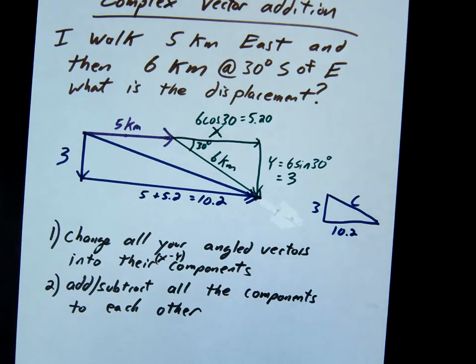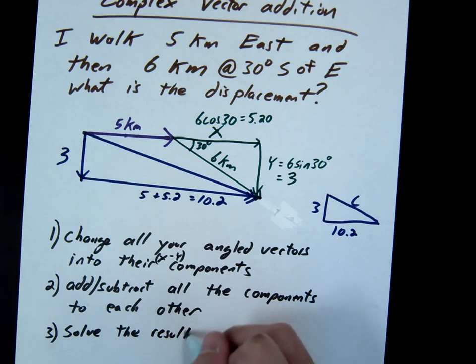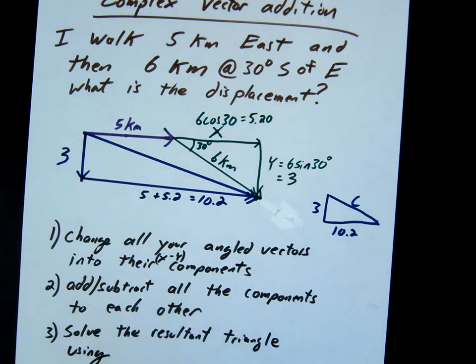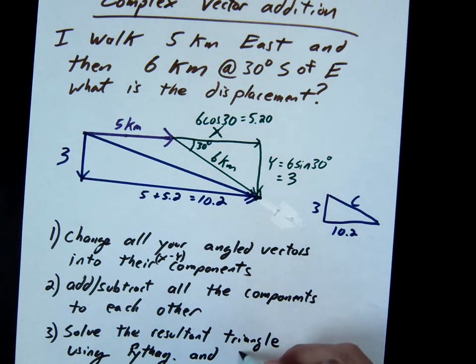So step number 3, the final step, is we're going to solve the, we usually use the word resultant, triangle, using, well, to find the hypotenuse, what are we going to use? Pythagorean theorem. To find the angle, what are we going to use? One of the SOHCAHTOAs, right? And I'll just tell you right now, the best one to use is the tangent. So we'll use Pythagorean theorem and tangent to find those. Okay, so why don't you guys go ahead and find what we're looking for.